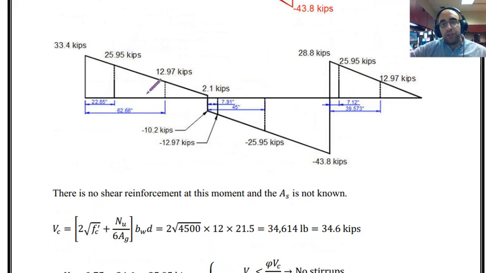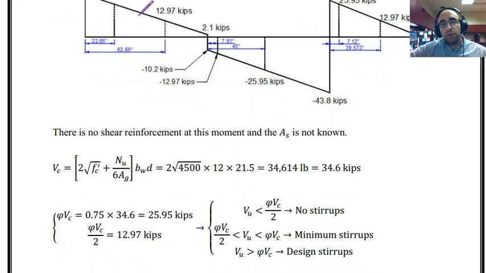If in any region in this diagram, Vu, or the amount of shear, is between 5Vc over 2 and 5Vc, we need minimum stirrups. And then if the amount of shear in this diagram is greater than 5Vc, we need to provide stirrups and design shear reinforcement in those regions.